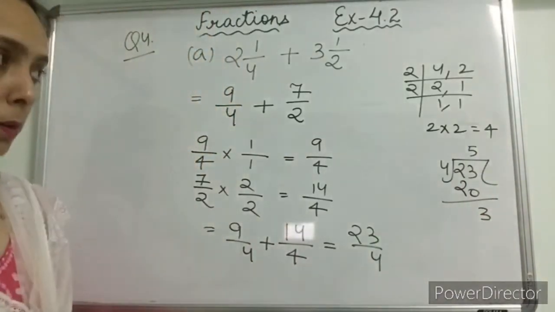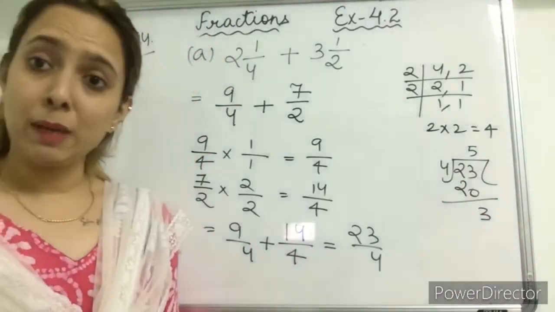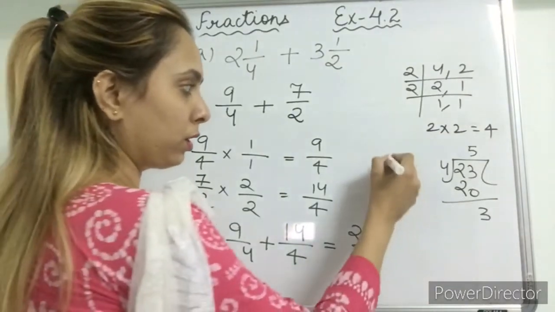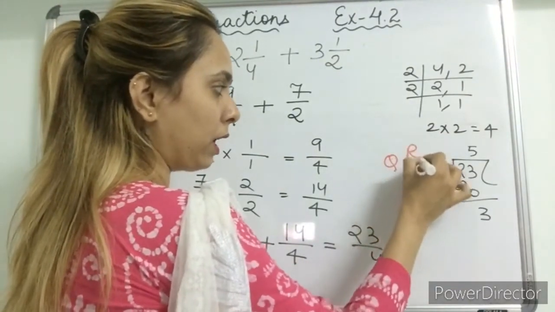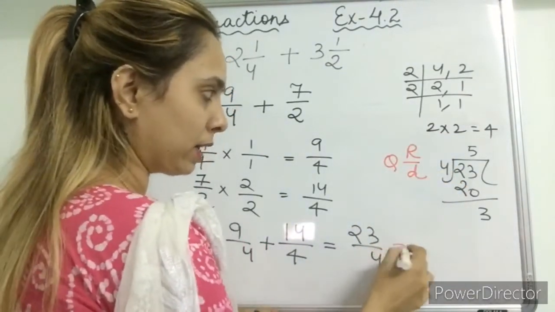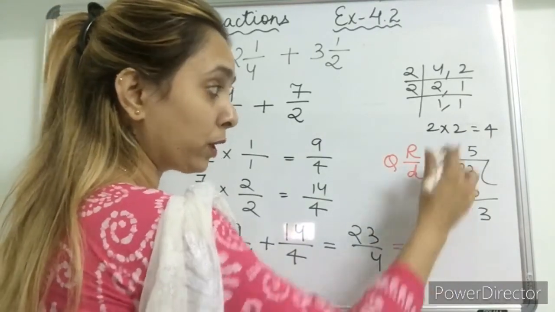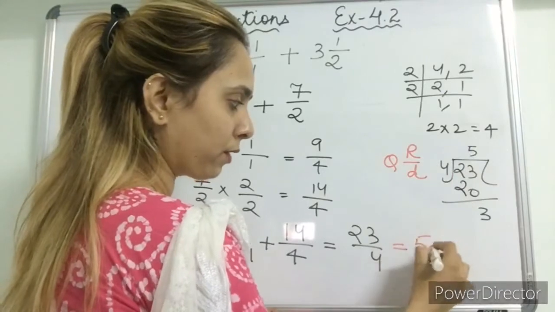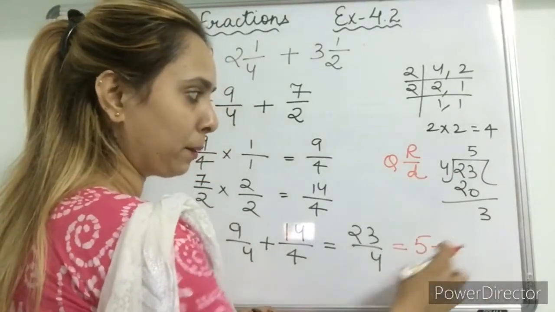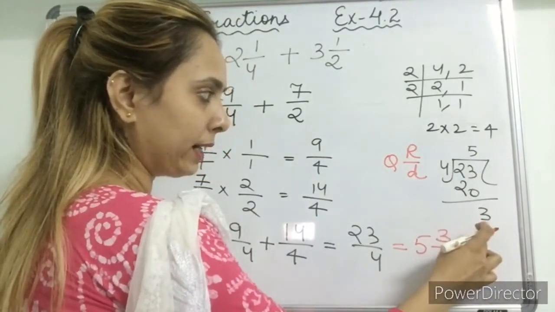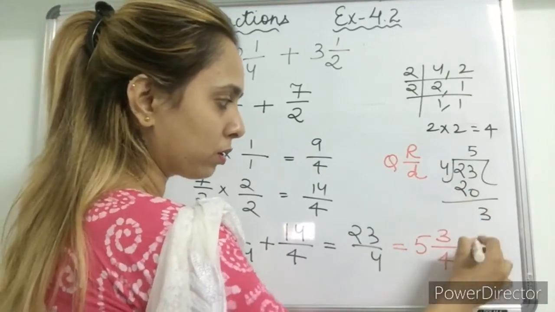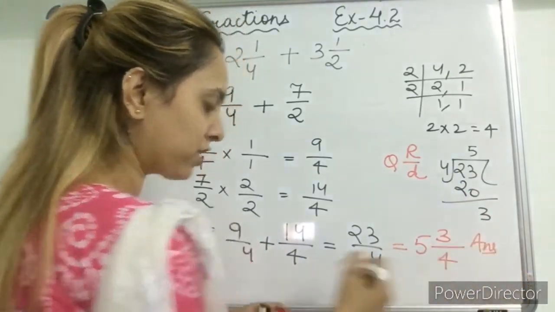So we will make the same thing, Q over R upon D. So our answer will be, which is our Q? Q is 5. So 5 I will write here, and then the remainder is 3 and the divisor is 4. So this is our answer. We have simplified.